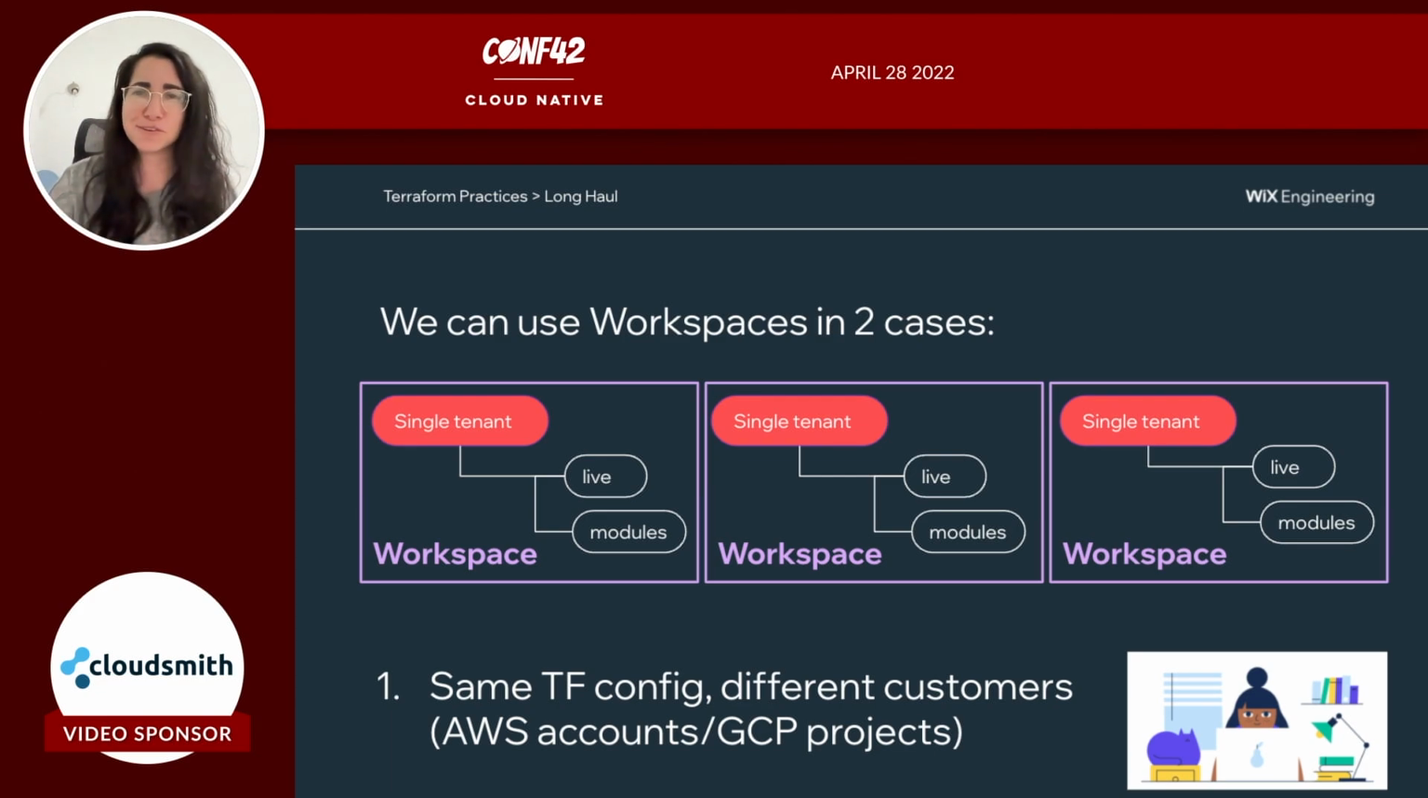So let's say GCP, okay? I talked about AWS until now. Let's say GCP. Each project in GCP is a different project, a different customer. And it's exactly the same code, right? Because it's the same code, just different customers. So in that case, for each customer, each project, which is the same code, you can use different workspaces, and each workspace is a customer. So this is one example.